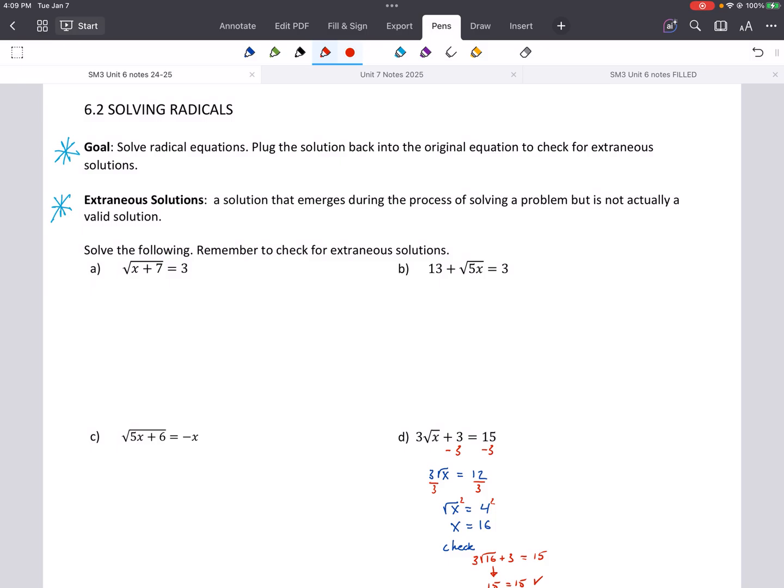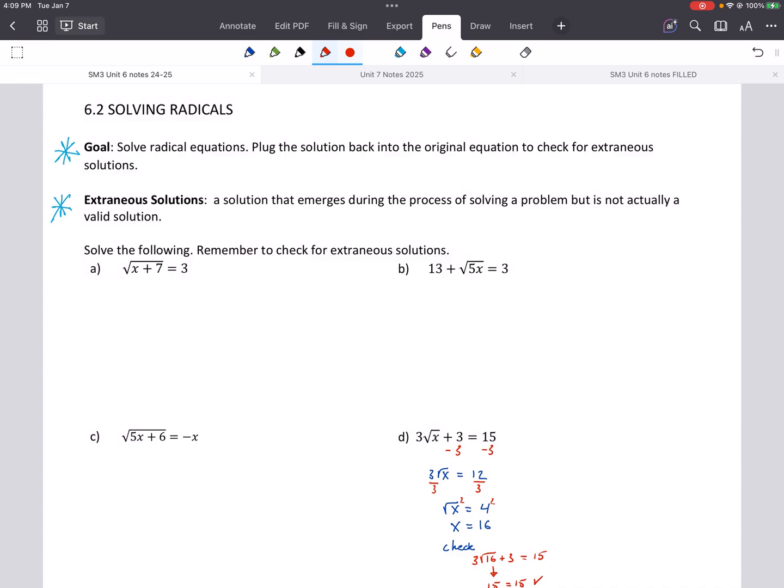Okay, so our goal is to solve radical equations today. One thing we need to be aware of is that we can still have extraneous solutions. Extraneous solution here is a little different than we did with rational functions in our last unit.